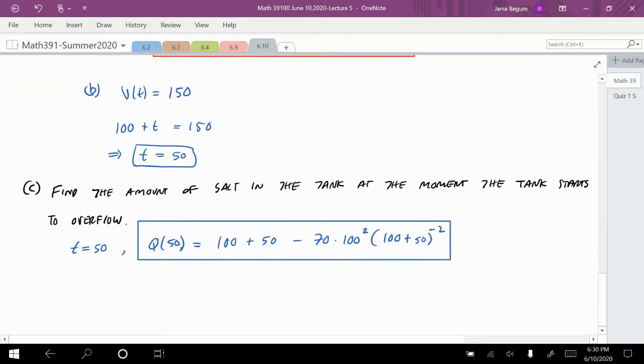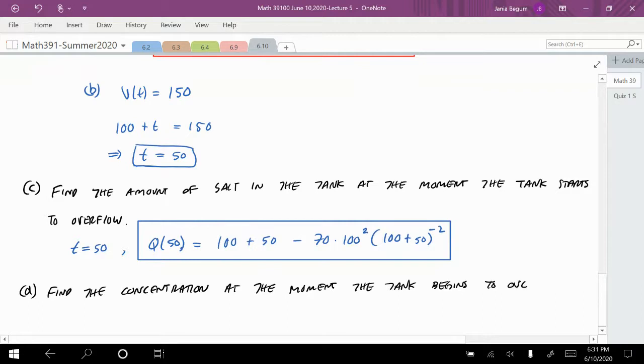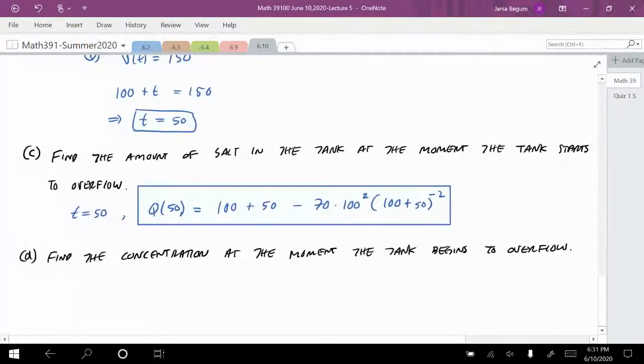All right, so I'm going to add another part to this question. Let's call this part D. Find the concentration at the moment the tank begins to overflow. Okay, so what is this one asking us to do? What do you guys think?